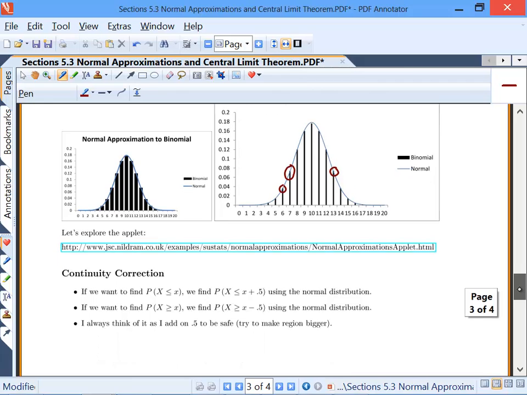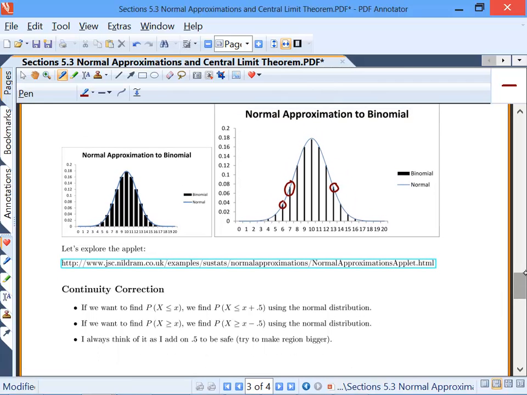So here's the more precise continuity correction. If we want to find the probability that x is less than or equal to x, when we're trying to use the normal approximation, we find the probability that x is less than or equal to x plus 0.5 while using the normal distribution. If you want to find the probability that x is greater than or equal to x, we need to find the probability that x is greater than or equal to x minus 0.5 using the normal distribution.